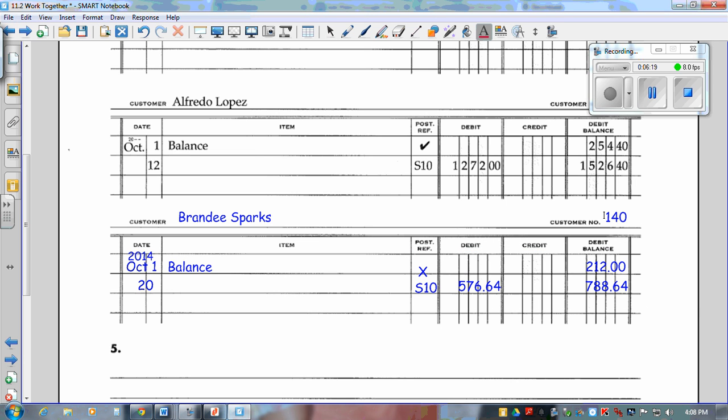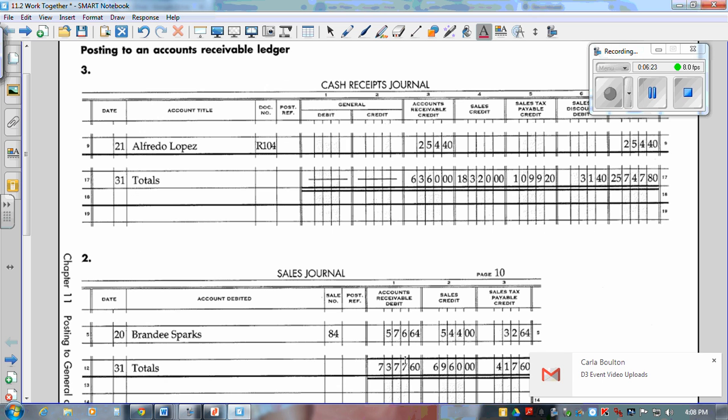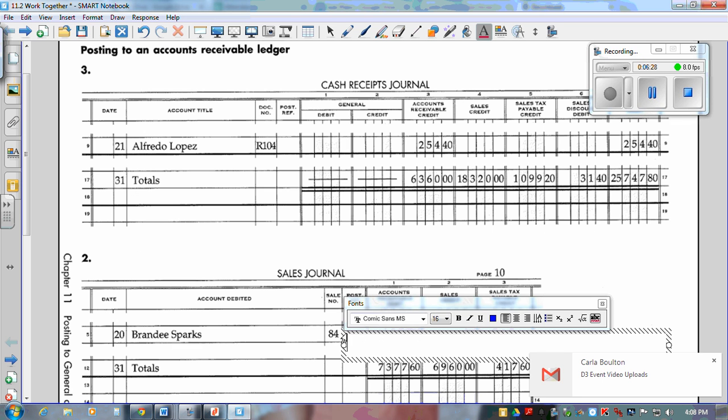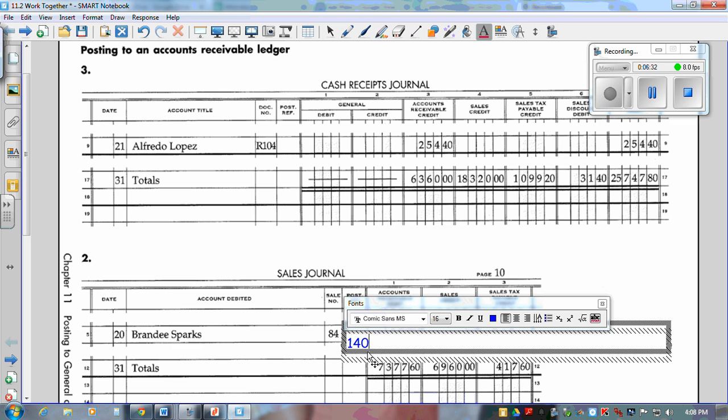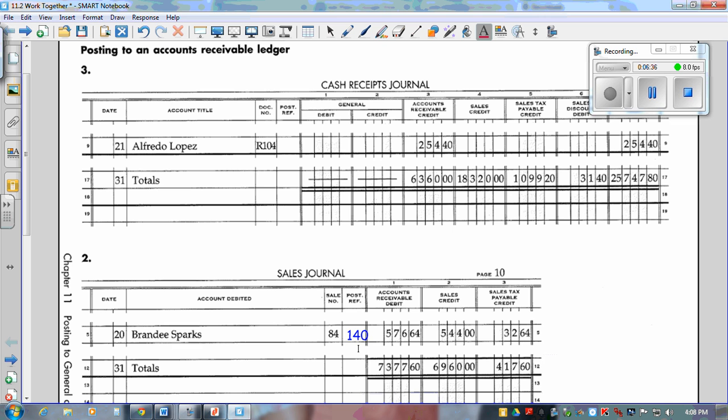Okay, then I'm going to take her customer number of 140, come back over. Here in the post reference, I'm going to type 140. That lets me know two things. It lets me know, first of all, where this information went to, and second, it lets me know where I left off if I got interrupted in the middle of doing the entire page.